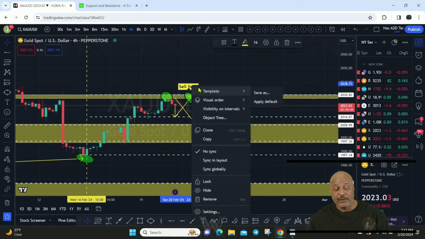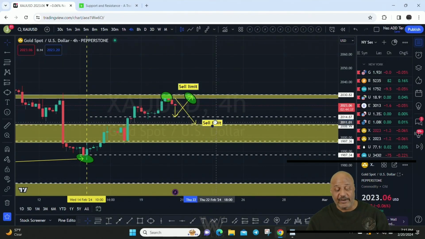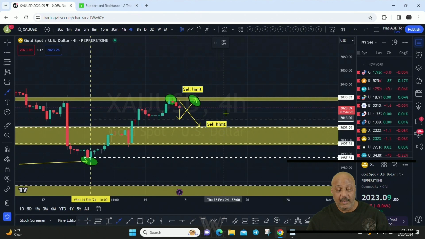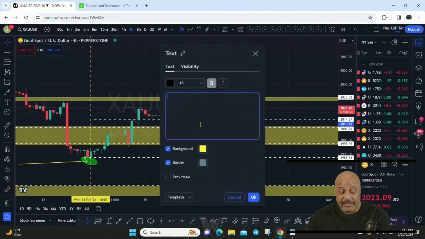Because you're wondering, why are you putting a buy limit here? Because I'm getting ready for the market to come back to this level here. If it comes here, what am I looking for? I'm looking for it to go this way. Rejection and buy up. So this way I put a buy limit here.